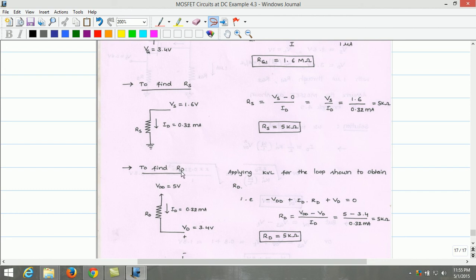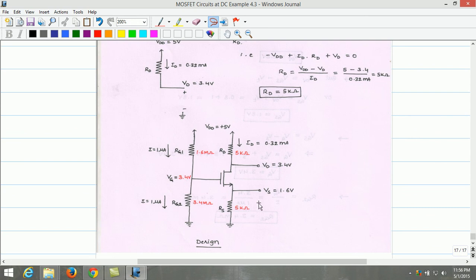Next, to find the value of Rd, we will redraw the portion of the circuit. Now, applying KVL for the loop shown here: minus VDD plus ID times Rd plus VD equals 0. On rearranging this equation, the equation for Rd can be derived as VDD minus VD divided by ID. Substituting the values of VDD, VD and ID gives Rd as 5 kilo ohm.